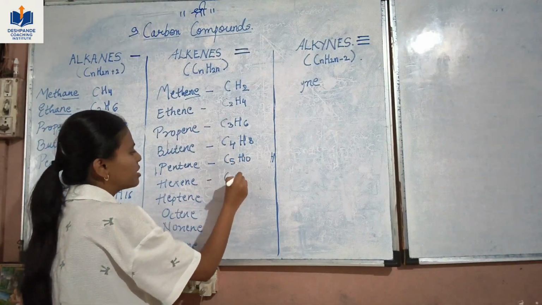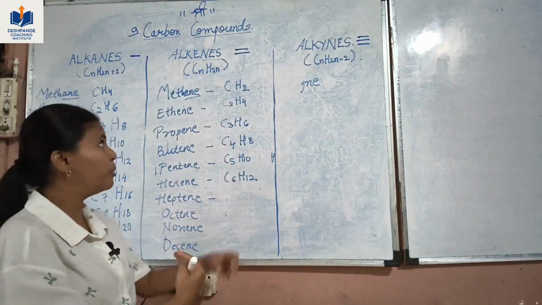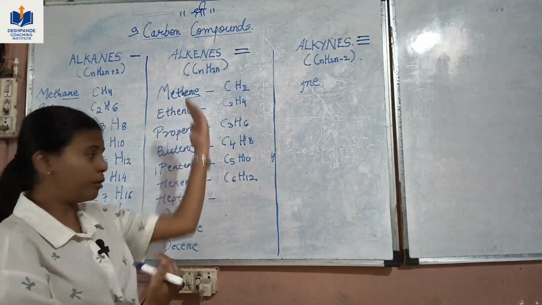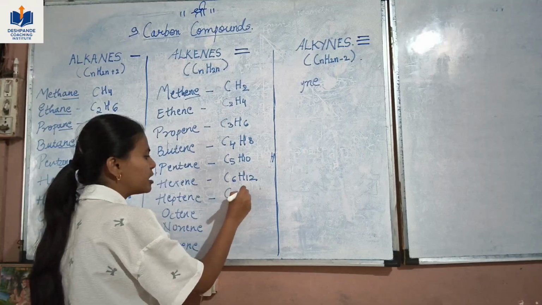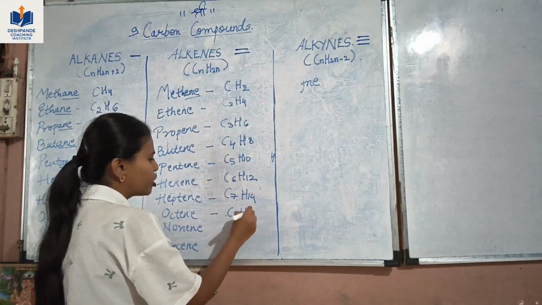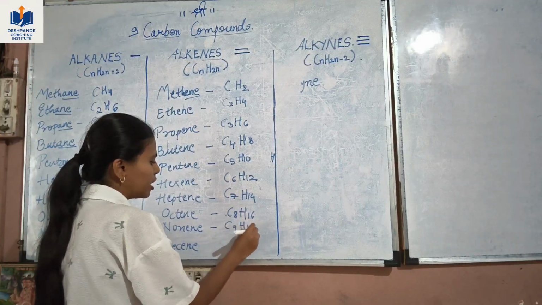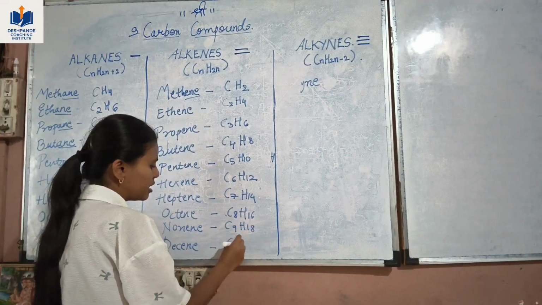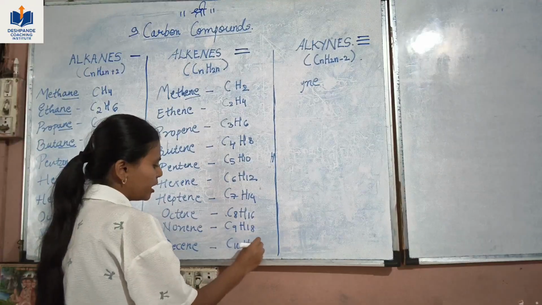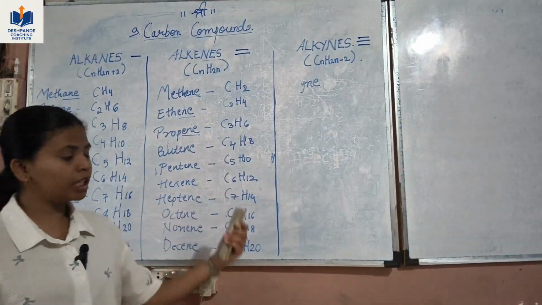Hexene, C6H12. You can see it's very easy to write the molecular formula if we remember the main formula. For heptene, it is C7H14. Octene, C8H16. Nonene, C9H18. And decene, C10H20. So these were the 10 members of the alkene family.